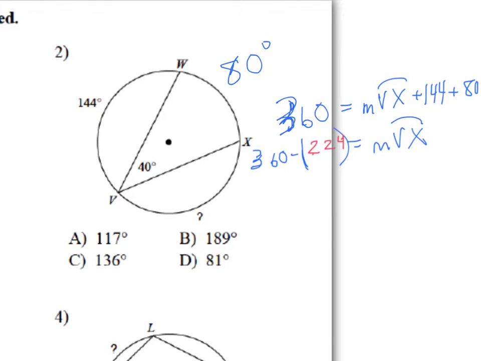And I believe 144 and 80 together makes 224. I think if I subtract, I will end up getting 136 degrees for the arc. And is that a choice? It is indeed.